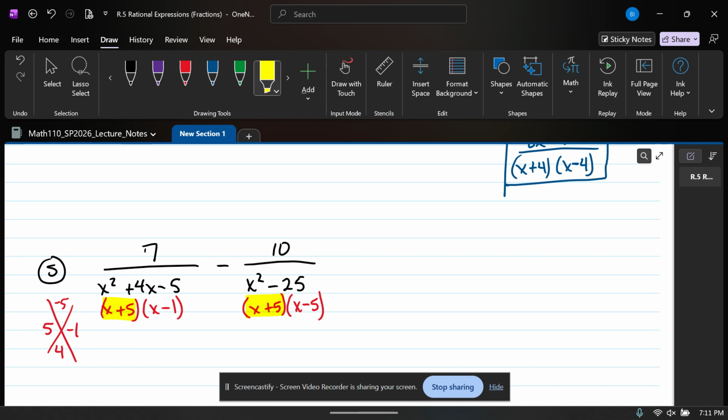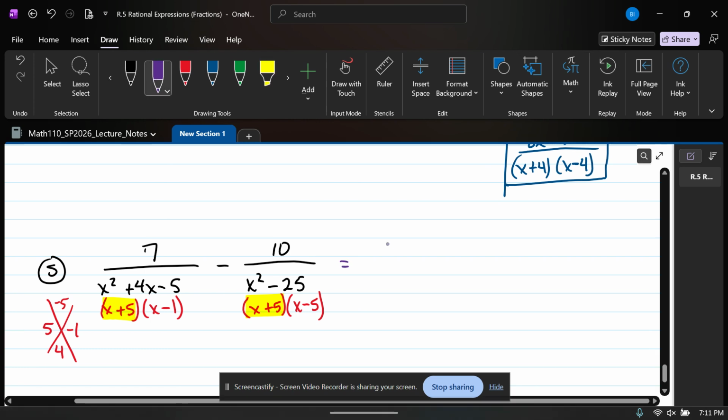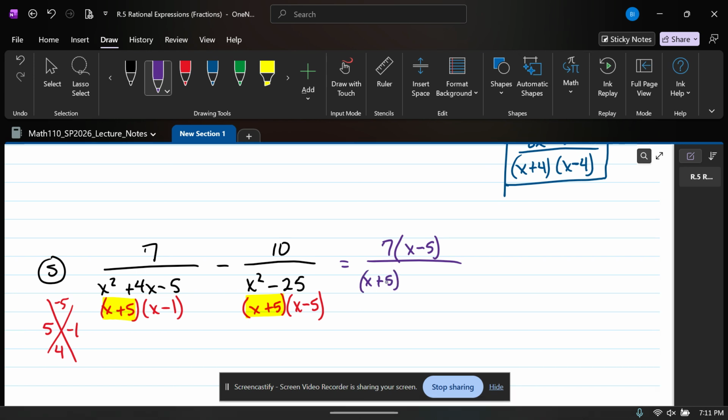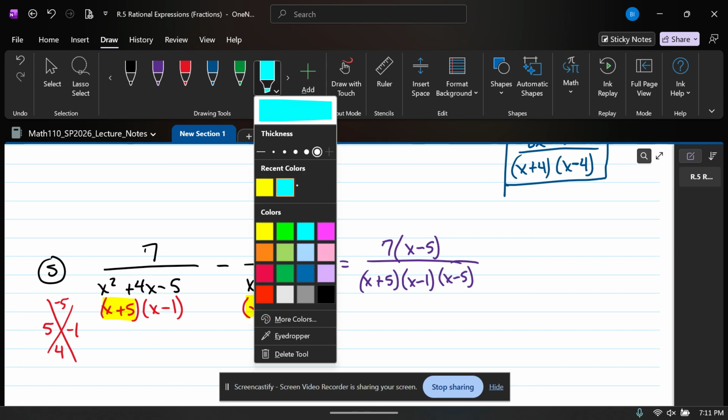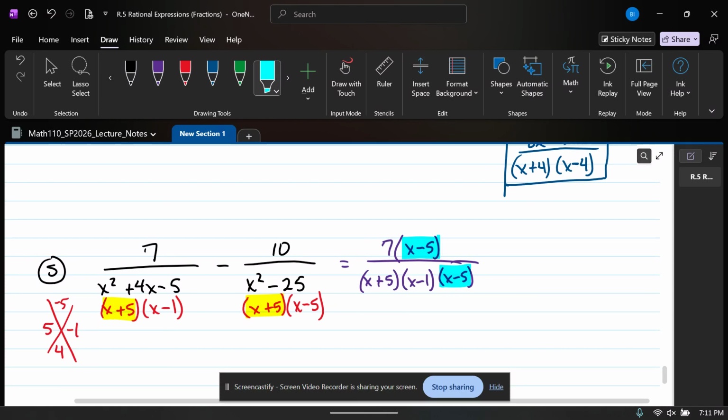So when I go to multiply, I'm going to take 7 times x minus 5. And then on the bottom, I've got the x plus 5, I've got the x minus 1, and then I have the x minus 5 that I'm multiplying times that thing. And that's coming from the part that was not in the first fraction, but it was in the second fraction. Okay?